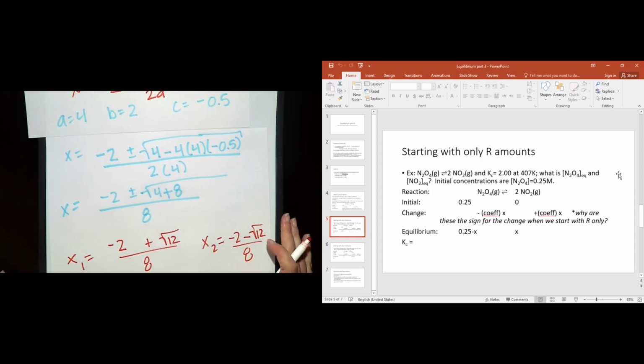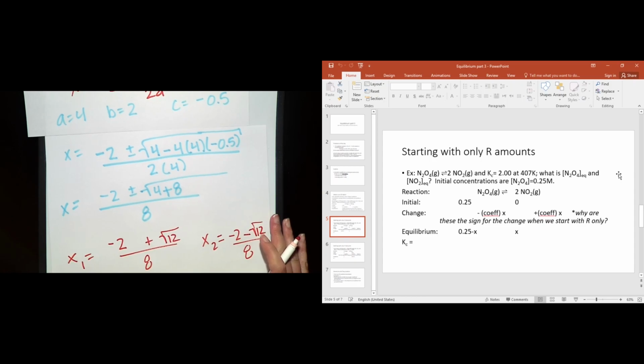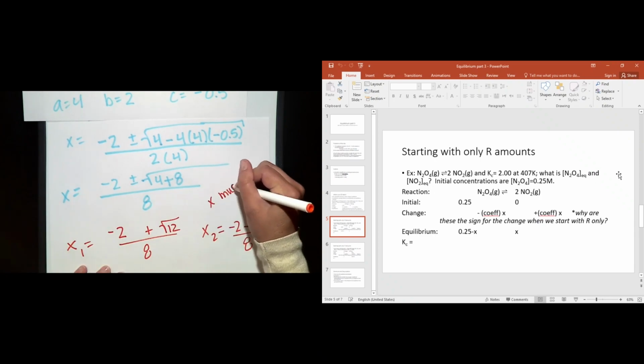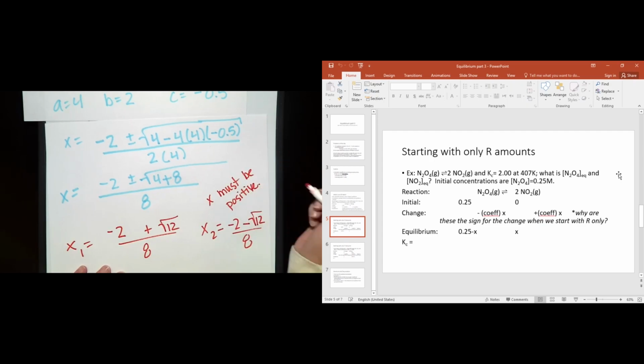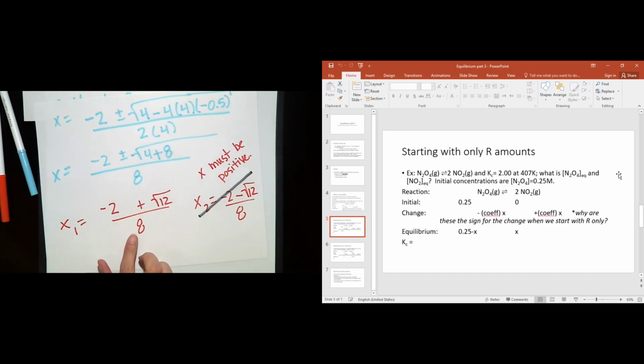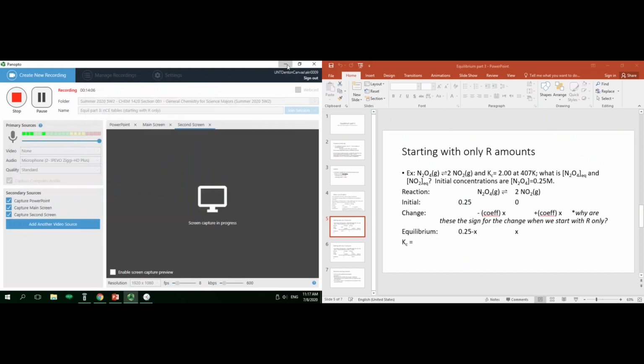Okay, well, x isn't going to be a negative number. X is what the change is. So x has to be a positive number. I'm just writing that down. X must be positive. Okay, so this one won't make sense because a negative number minus a negative number divided by a positive number is always going to be negative. So I can get rid of what I'm calling x2. Okay, so that means my number should be negative 2 plus the square root of 12 divided by 8. I'm going to pop over to my scientific calculator.